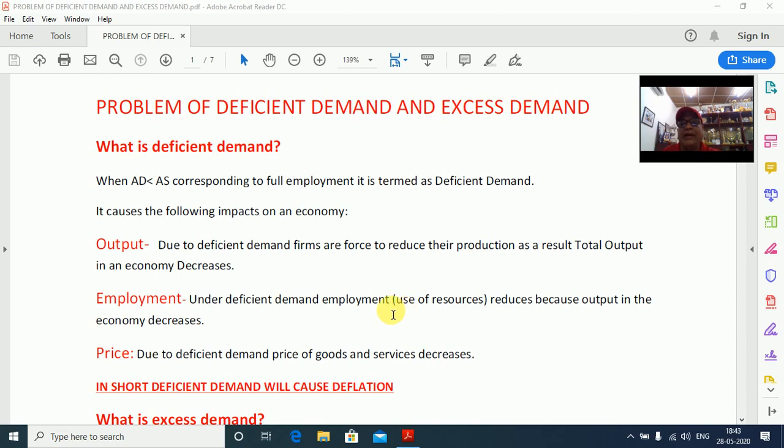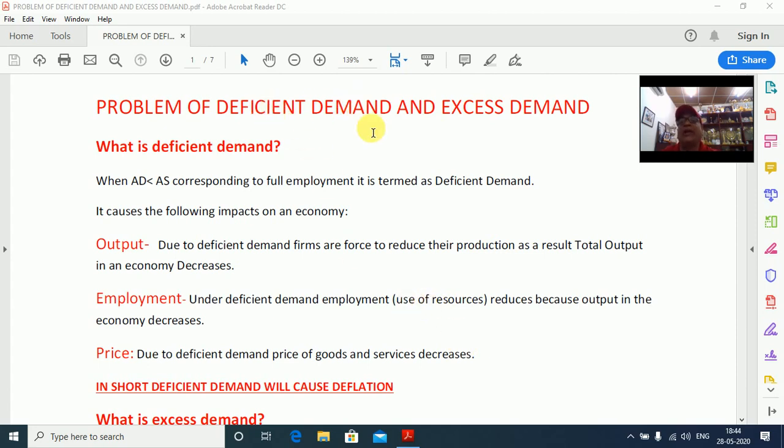That's why it is very important for the economy to check or correct the deficient demand. And what happens to the price? When there is less demand for goods and services in the economy, price will start falling. So it causes deflation. Due to deficient demand, the price of goods and services decreases. So what are the two problems that arise because of deficient demand? One, due to less use of resources, the problem of unemployment arises, and due to less demand, the fall in the price of goods and services arises. And that's why it is important for the economy to come out of deficient demand.